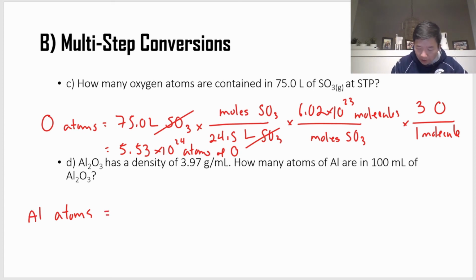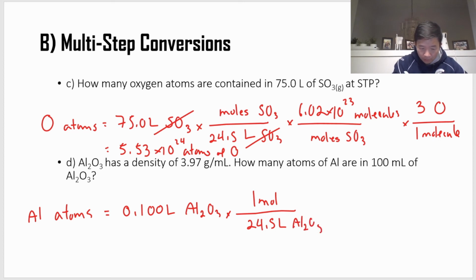So let's see. I have 100 mils, which is the same thing as 0.100 liters. Let's not make that same mistake. So I have Al2O3. Now I can't go from liters to atoms. What I can do is go from 24.5 liters to 1 mole. Let's put our units in. Now I can go from moles to atoms.